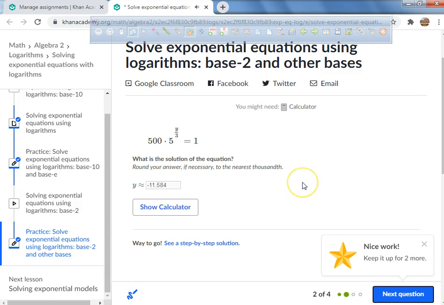So hopefully these are enough examples for you to be able to do these. Just remember, whatever base this is, that's the base that you're going to be using. If it's base 2, it's base 2. This one happens to be base 5.